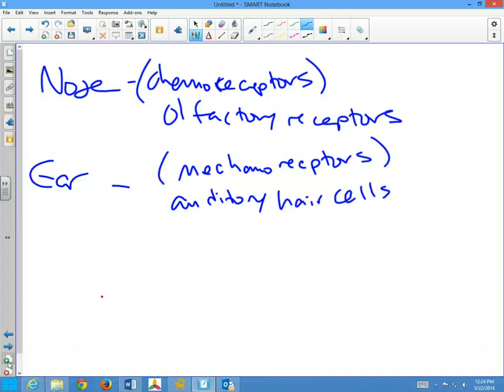So talk me through the process. A sound wave comes in your ear. The auricle grabs it, right? Focuses it in. What does it do then? It makes the tympanic membrane vibrate, absolutely. Then where does it go? Through the malleus and the ossicles. What's the purpose for those ossicles?